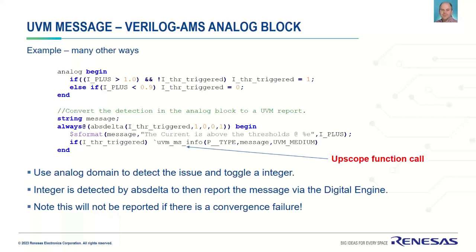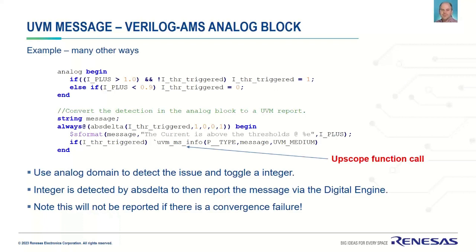I've got at the top there an analog section, and the I+ is me just monitoring a variable that's looking at the current on a pin. If it's gone above a threshold and this I thresh triggered hasn't triggered, I set it to 1. If it goes below a threshold, I set it to 0. I then use the AMS delta to monitor that integer, and when it toggles between 0 and 1, it will then trigger that always block.